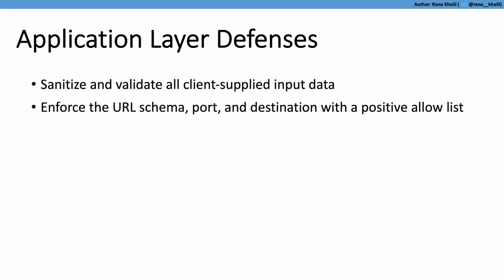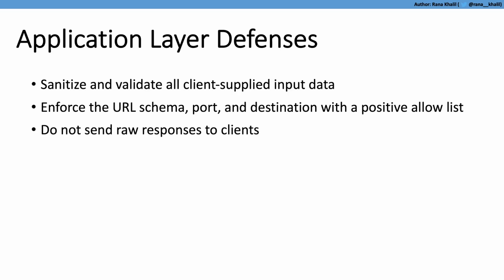The second defense is to enforce the URL schema, port, and destination with a positive allow list, or what is known as a whitelist. So ensure the set of URLs that are expected for the application to call are all available in a whitelist, and anything that is called beyond the whitelist should be automatically rejected. So if the application is supposed to call another application called weliketoshop.com, that application URL should be put in that whitelist. And every time an application requests a URL, it checks if it's equal to what is in the whitelist. If it is, then the request goes through.